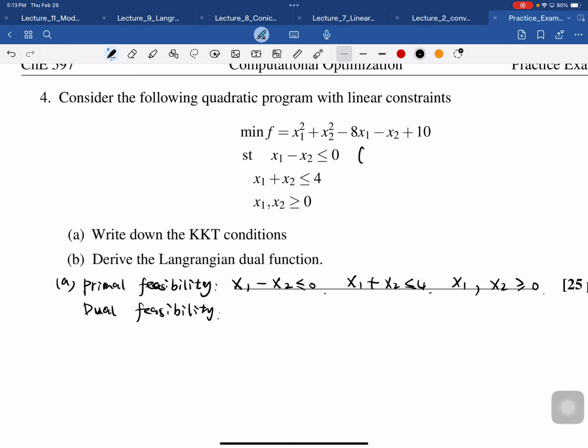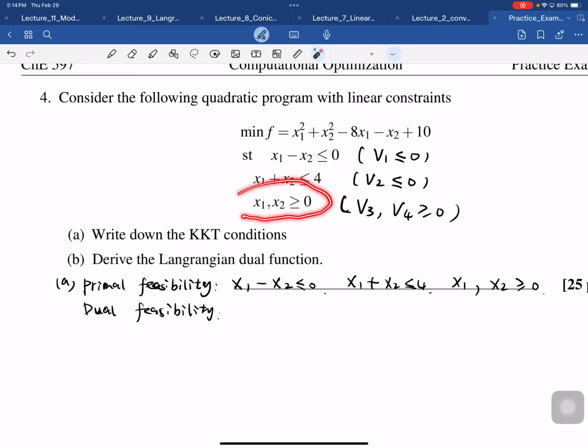Let's follow the convention. We are going to use the dual variable with the same sign as the constraint. We just say y1 is less than or equal to 0, y2 is less than or equal to 0. Let's say there are two greater than or equal to constraints. Let's say y3, y4 are both greater than or equal to 0. Okay, those are the dual feasibility constraints. So has anyone wondered why we create a dual variable for x1, x2 greater than or equal to 0, but we did not create a dual variable in linear programs for those x1, x2 greater than or equal to 0?